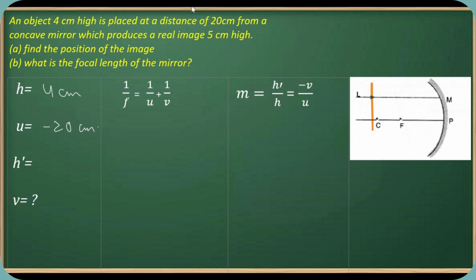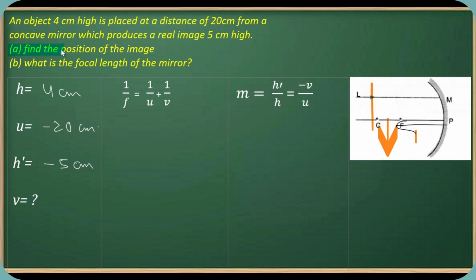Now we have one more piece of information, that the image formed is real and its height is 5 centimeter. When the image is real, it has to be inverted, right? A real image is always inverted and it is always to the left of the mirror, on the same side as the object. So now we know the height of the image, which is 5 centimeter. As I said, it should be taken negative, so instead of 5, we'll take negative 5.